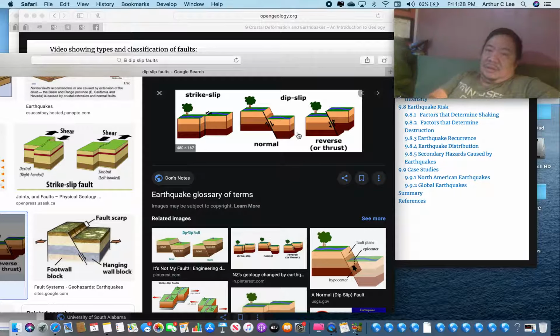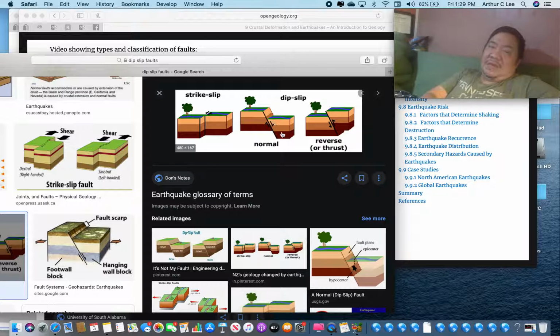Notice that geologists always use these arrows. These are called half arrows. They're not full arrows. They go like this and like that, and like that and like that to show which side moved. So this side moved down, so they draw a half arrow over here. This side moved up, so you draw a half arrow over here. Look at the shape of that arrow. That's the way you're going to have to draw it on your lab.